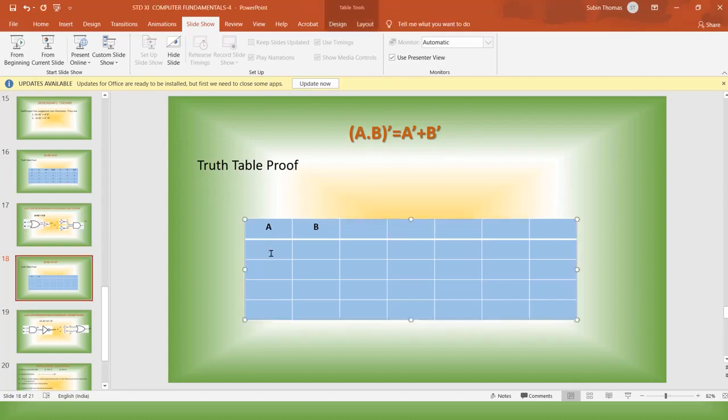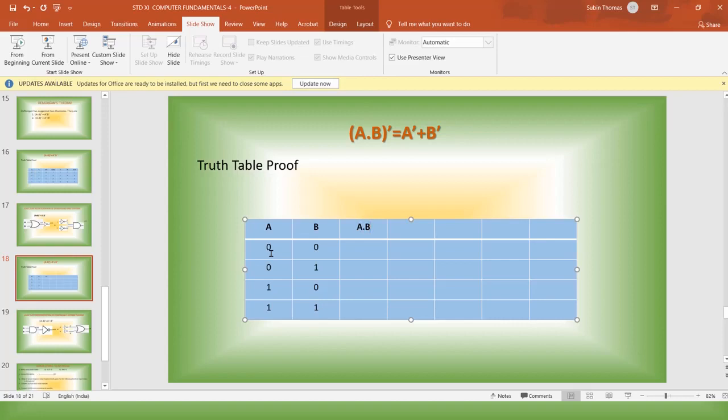Here also only two variables, A and B. I'll write the input values. Two variables means four combinations of values: 0, 0, then 0, 1, and here it is 1, 0, and the last combination 1, 1. Now see the left side. On the left side, the bracket you have to do first. So first I am going to calculate AB.